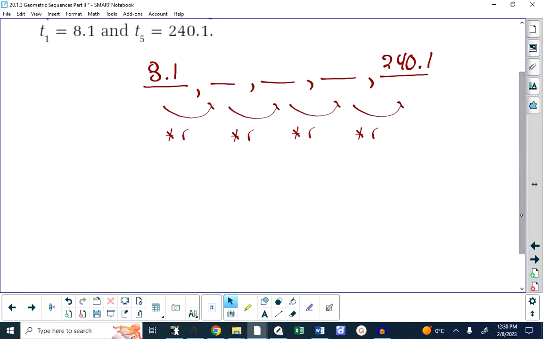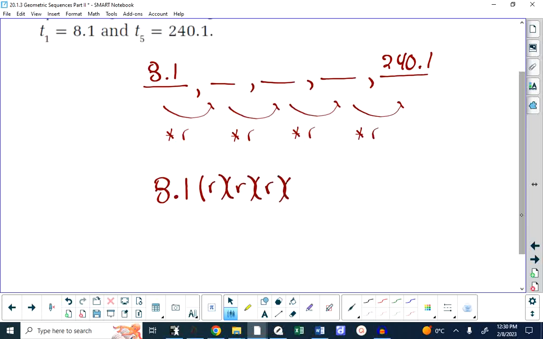And if I were to write that out, multiply by r, multiply by r, multiply by r, multiply by r equals 240.1. This is r to the 4. That's the whole point of introducing you to powers at earlier grades, is it's a way to condense something like that. We write it as a base to an exponent, which is called a power. So now I have 8.1 r to the 4 equals 240.1.